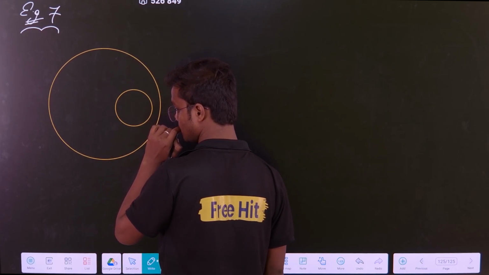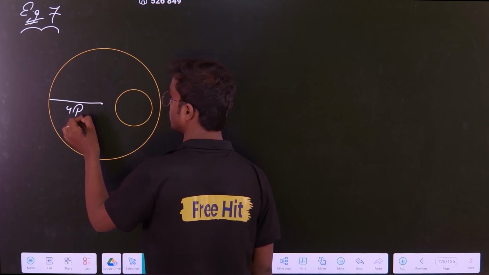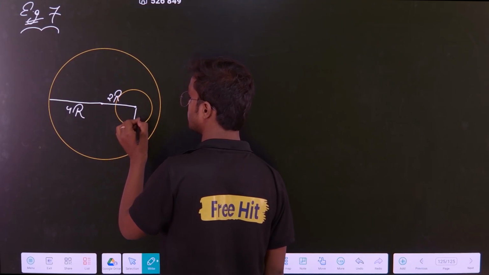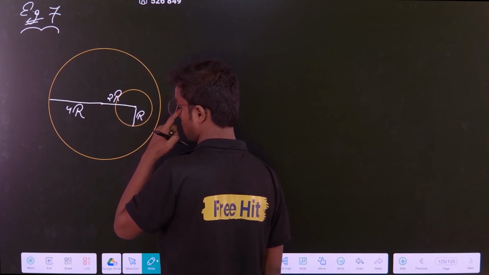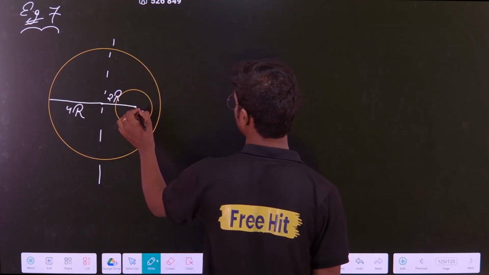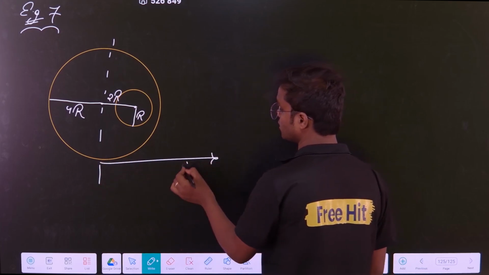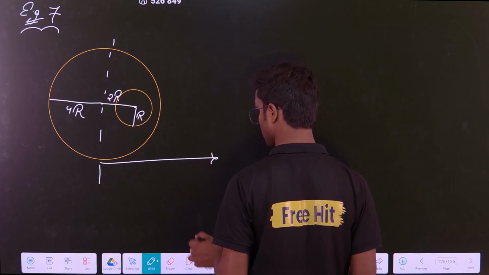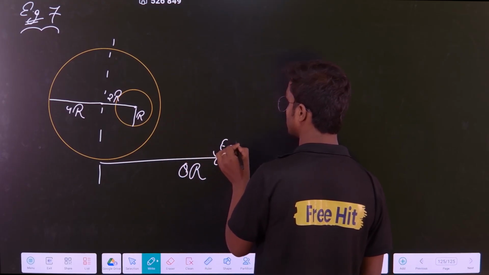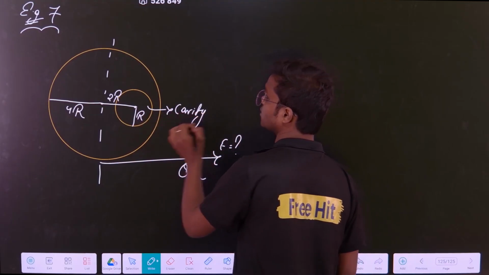What I am trying to say, suppose this is my center and this radius is 4r. And suppose this distance is 2r and its radius is r. And this is my center, and this is the center of its center. My aim is to find, from the center, at a distance of 8r, the electric field here. Now the thing is that this is a cavity. This is a cavity and the charge is present here.